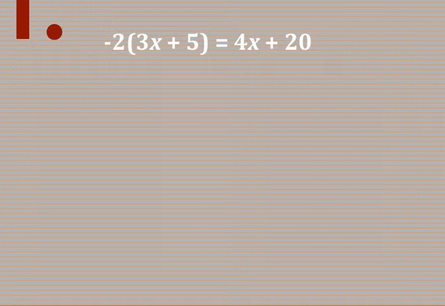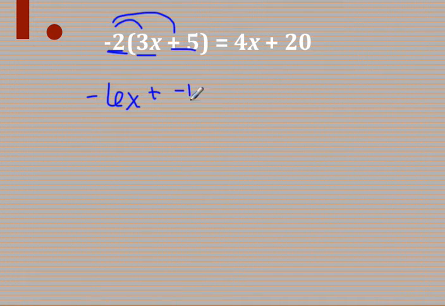For this one, we want to start with step 1, which is distributing and simplifying each side. So I'm going to distribute in that -2. -2 times 3 is -6x. -2 times 5 is -10. And that's going to be equal to 4x plus 20.